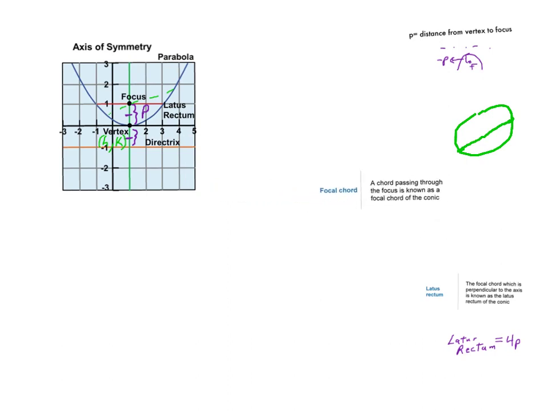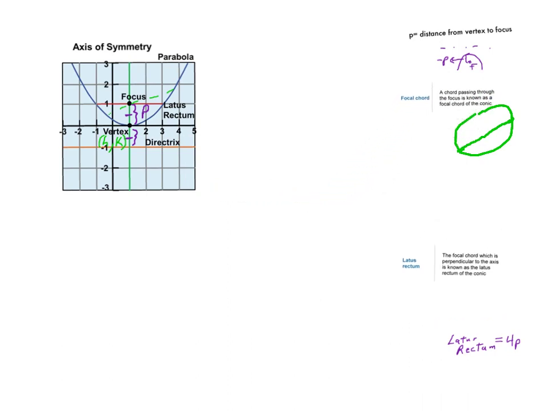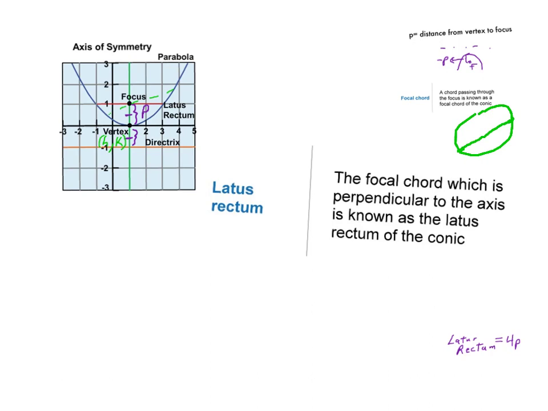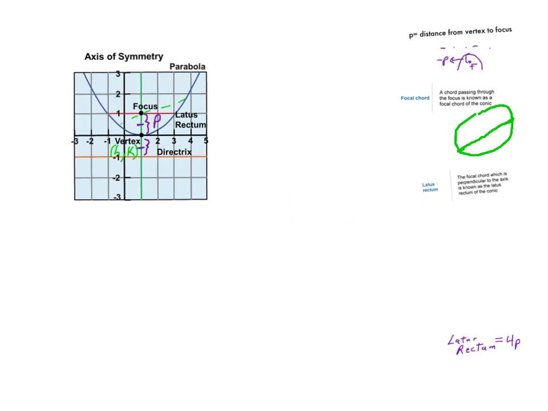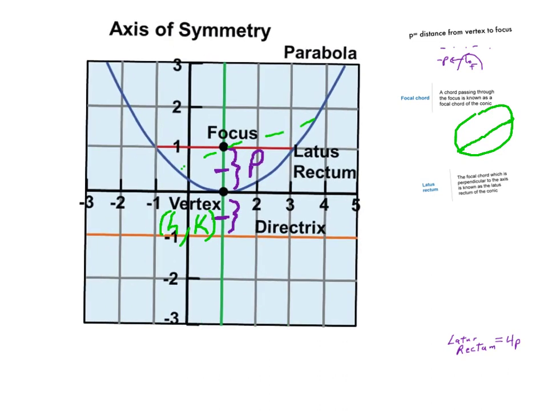Now, there's a special focal chord that's of interest to us, and that has the name of the latus rectum. It is perpendicular to the axis of symmetry. That's the key difference between any random focal chord and the latus rectum. So notice this red line right here, that is the latus rectum. It is a chord. It goes from this side to this side, and it cuts right through the focus.